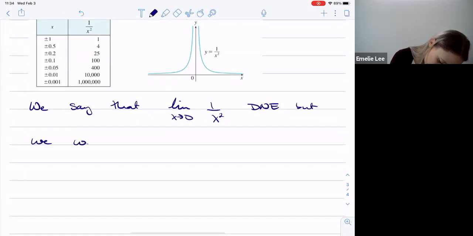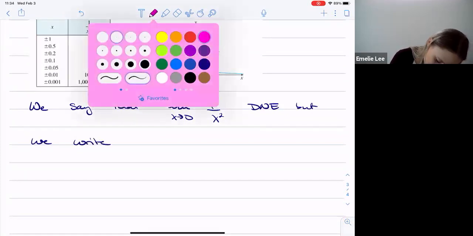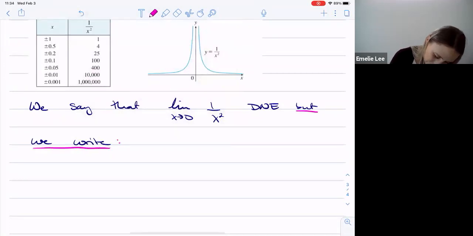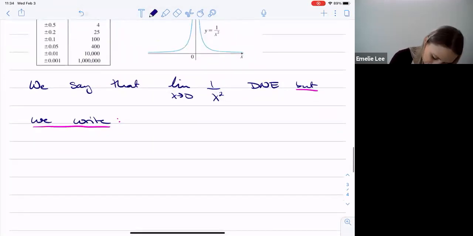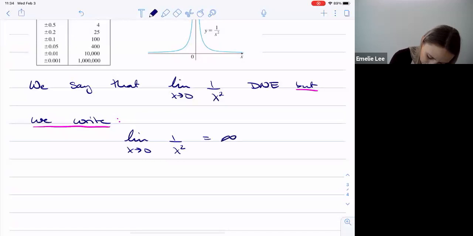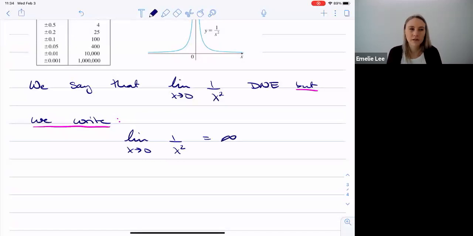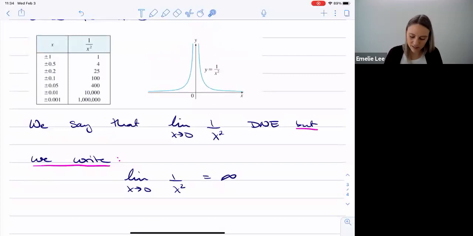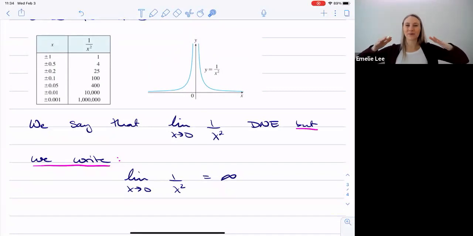But we write, and I'll underline that, but we write the limit as x goes to 0 of 1 over x squared equals infinity. And that's to describe the fact that the left-hand limit is going to positive infinity and the right-hand limit is going to positive infinity. So in that sense, the left-hand limit and the right-hand limit are essentially the same. So overall, this thing is going to positive infinity. It's blowing out to positive infinity.